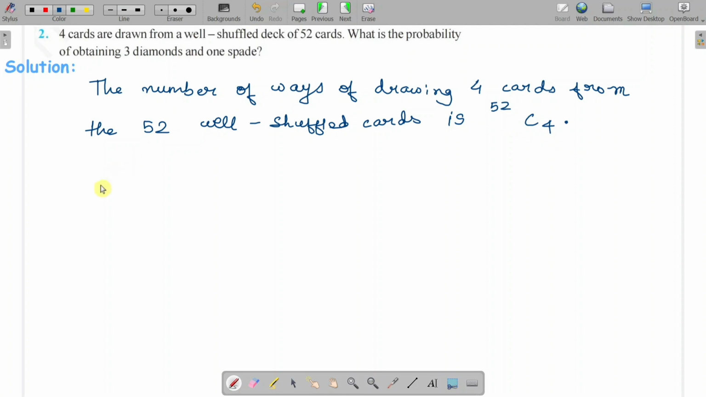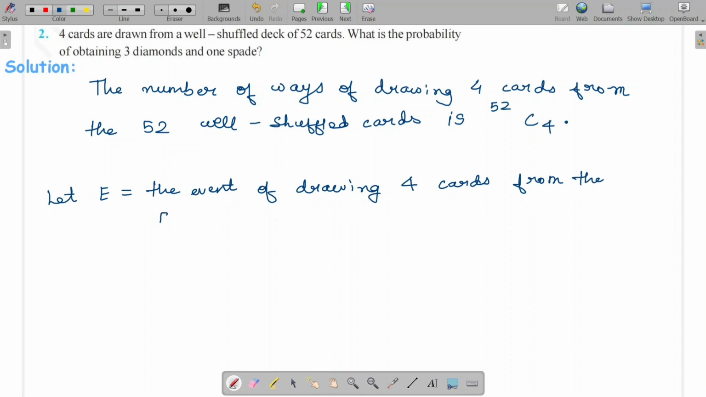Now what we will do is we will take the event of drawing 4 cards from the 52 well shuffled cards. Let E be the event of drawing 4 cards from the 52 well shuffled cards. Okay, so therefore what is the number of elements in this set? It is 52C4.